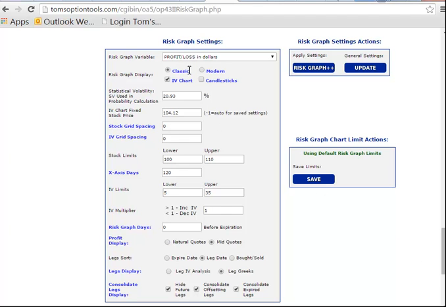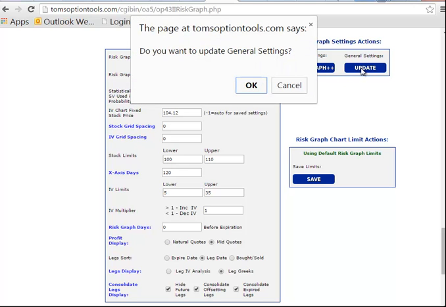You can click from classic to modern. The blue item is something that is to update your general settings. It will update for good. If you just want to do it for this one risk graph, you can just click the risk graph button. But once you hit general settings, it'll say, are you sure you want to change general settings?